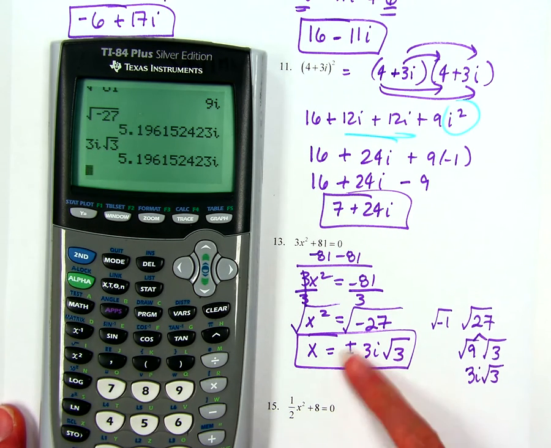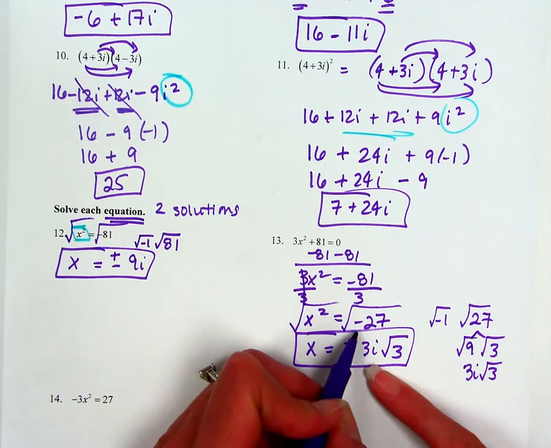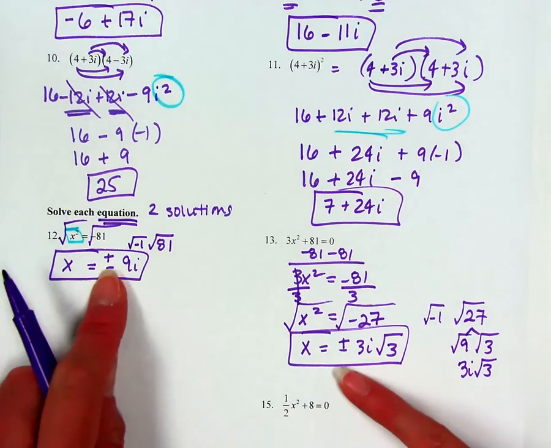Okay? So make sure your answer doesn't have any decimals in it. They should all be simplified radicals. And if you're taking the square root of a negative, make sure that you have an i in your answer. And we know we should have plus or minus because we did that yesterday.